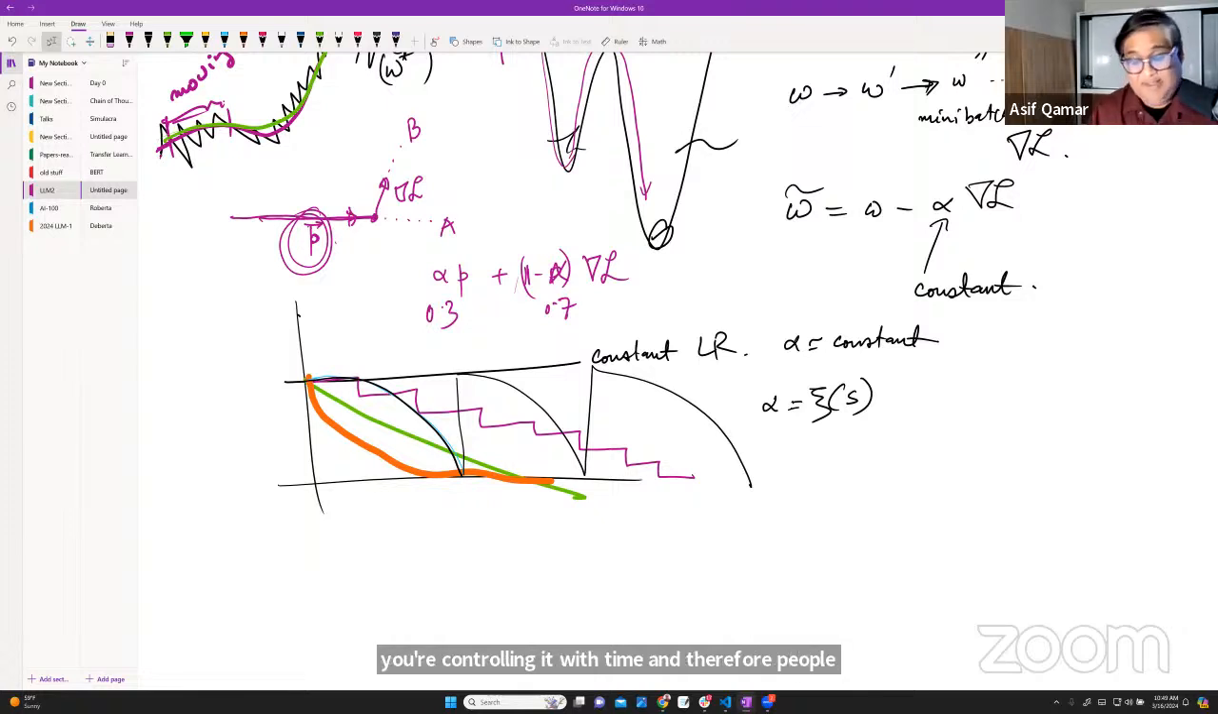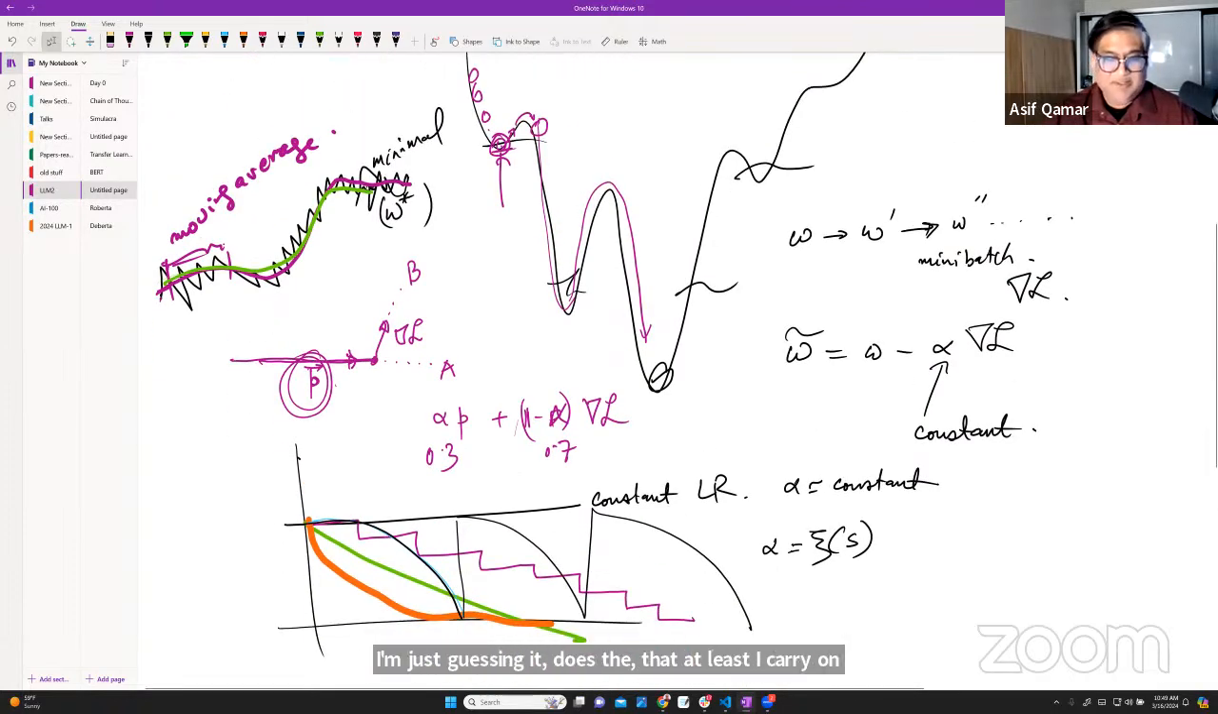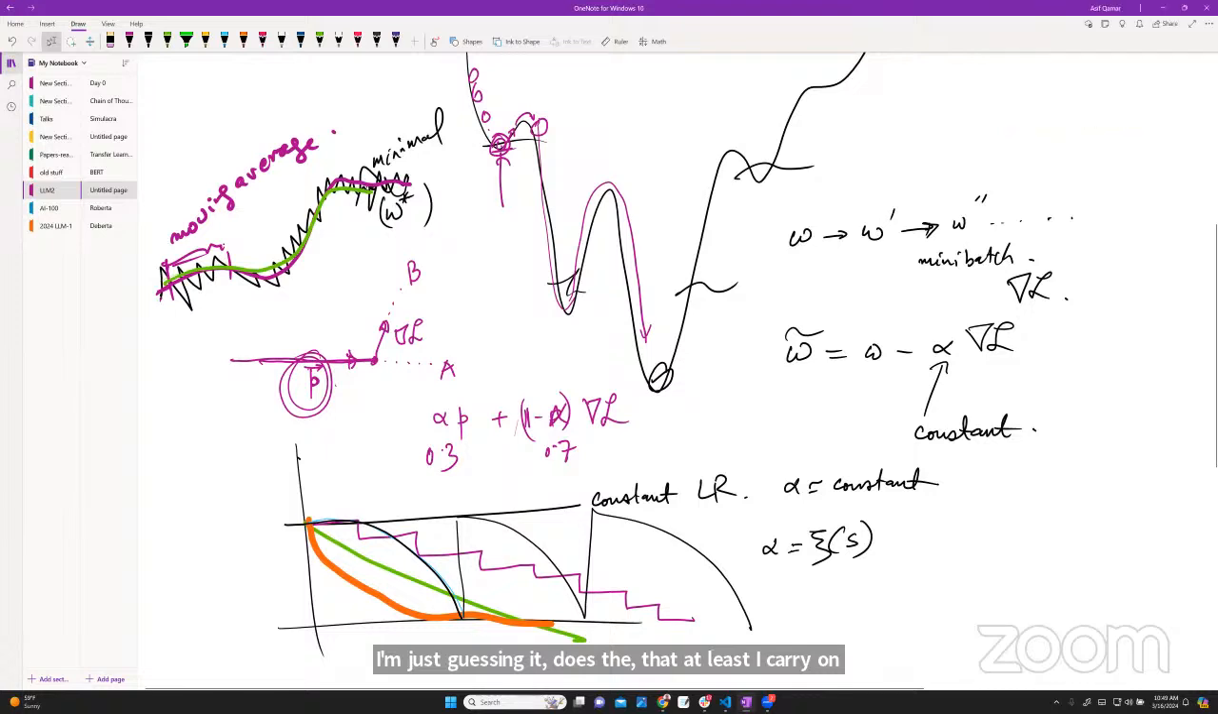I'm just guessing at this one. That's the intuition that at least I carry in my mind of why it's called that. Yeah, Krishnan had his hand up. I think he had a question, if I'm not wrong. Oh, yeah, sorry. Thank you.